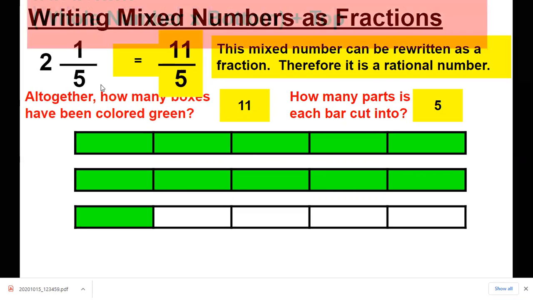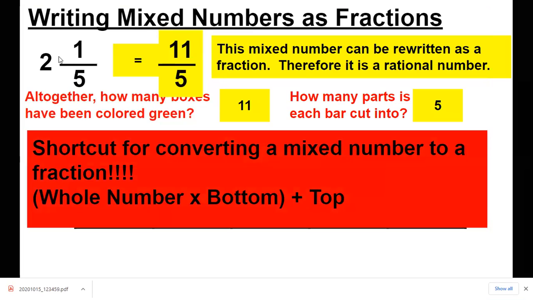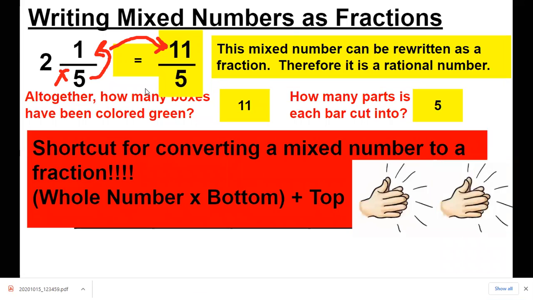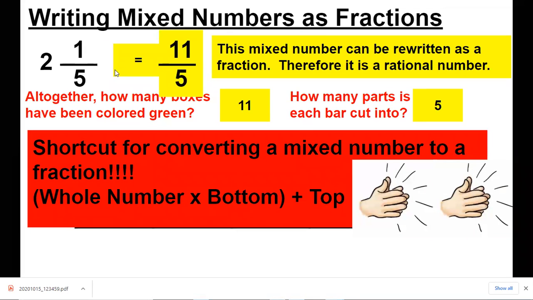And again, we could use our shortcut. Whole number 2 times the bottom 5, that gives me 10, plus 1, that gives me 11. That's where my 11 comes from. So whole number times the bottom plus the top, clap, clap. And you could keep singing for me. Whole number times the bottom plus the top, clap, clap.